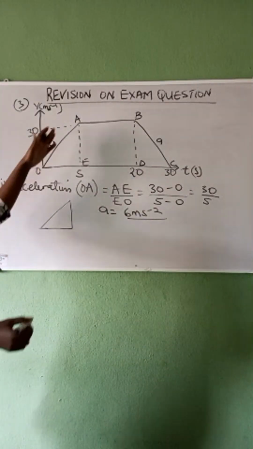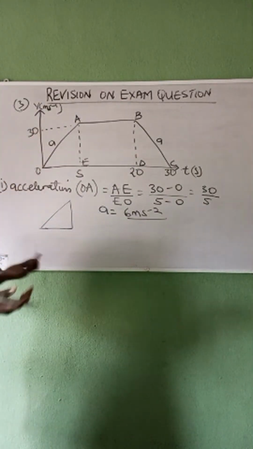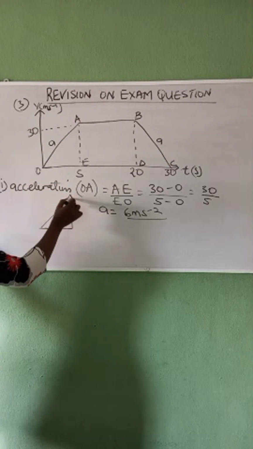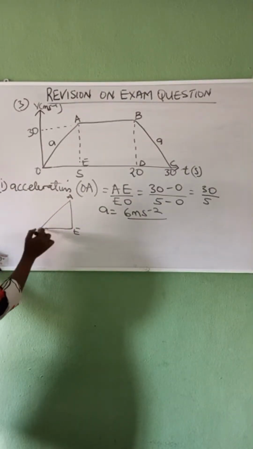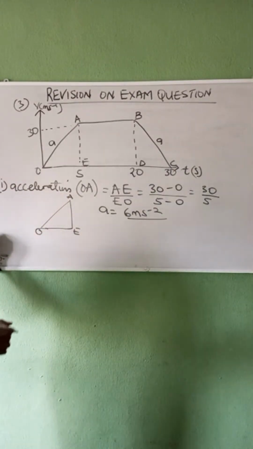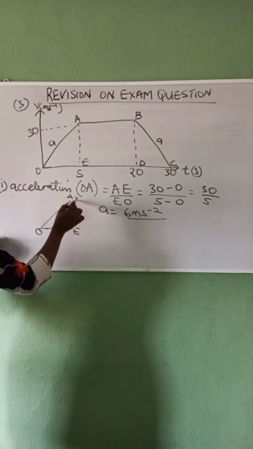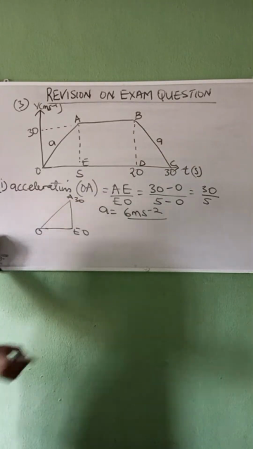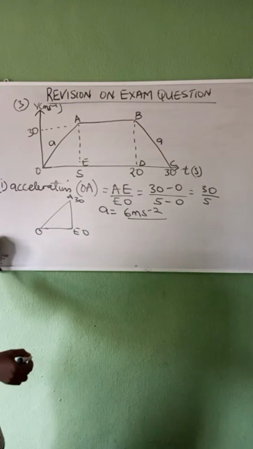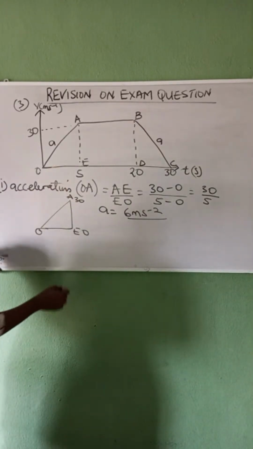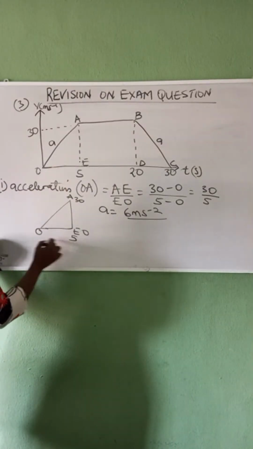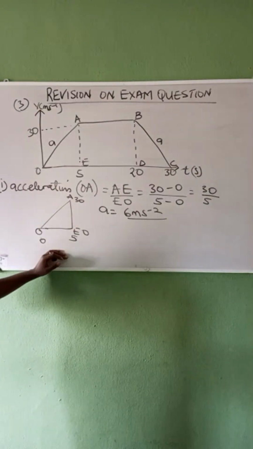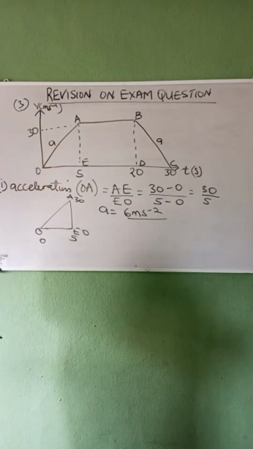This is a triangle, right? This is a triangle. Now this is A, E, and O. This is given as 30, while this is 0. That is for the vertical. Then for the horizontal, this is given as 5, and this is also 0.